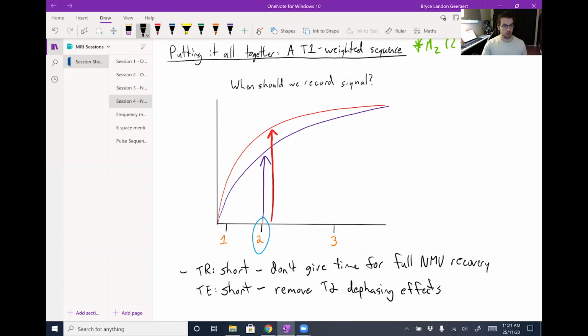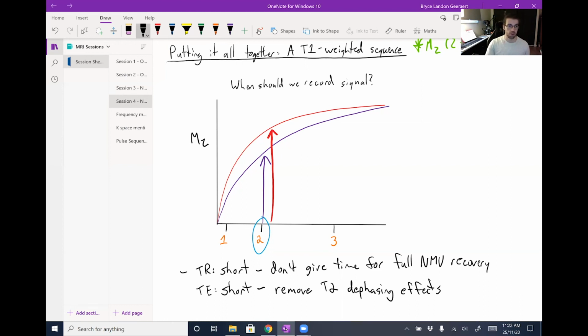Okay, so there's a problem here. This is why I talk about T1 weighted imaging after T2 weighted imaging: it's a little bit more complicated. What we have at time point 2 in this image is a difference in the NMV, which is good, but it's in the Z direction. There's a different amount of magnetization that has regrown to realign with the B0 field in the conventional Z direction in MRI.